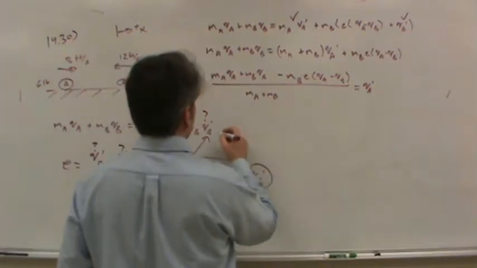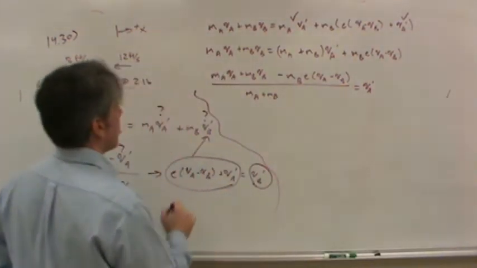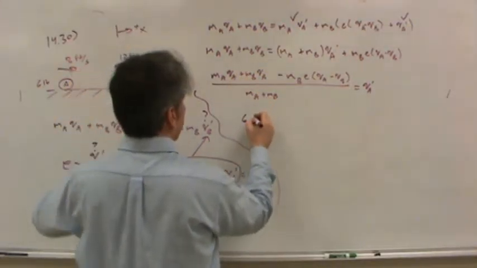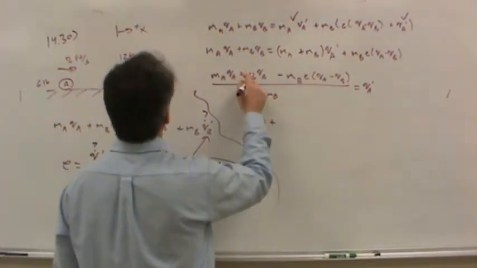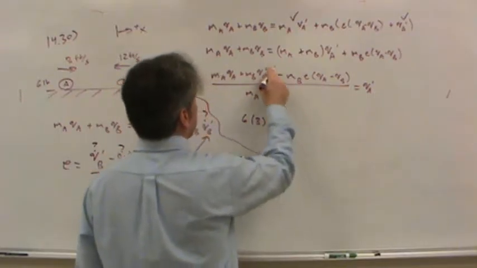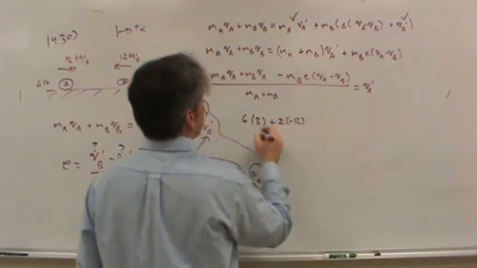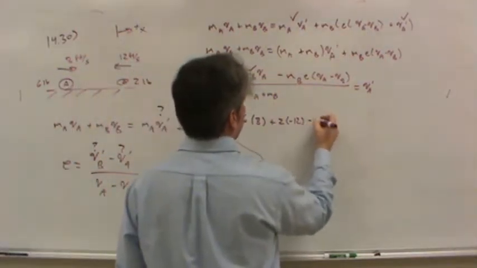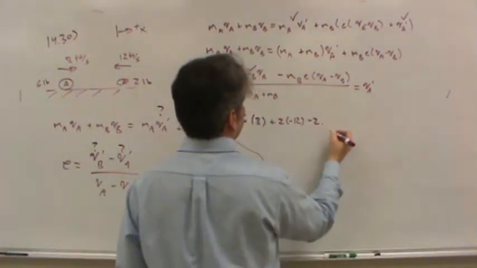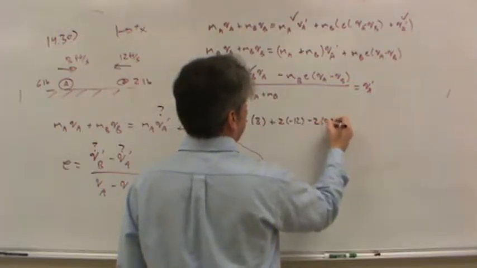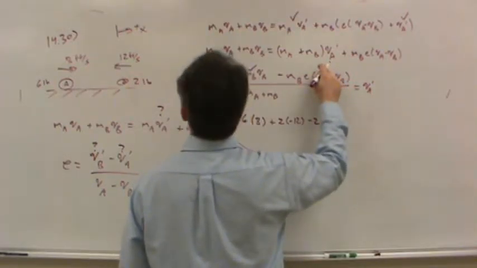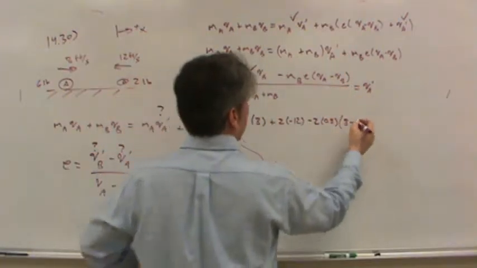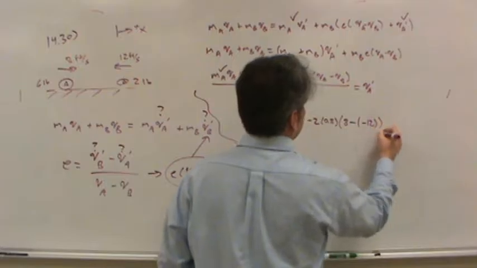So the mass, let's give ourselves some space here. The mass of A is 6 pounds. The velocity of A is 8 feet per second, plus the mass of B is 2 pounds. The velocity of B is negative 12. Okay, so that's these first two terms. Minus the mass of B is 2 pounds. E is 80%. The velocity of A is 8, minus the velocity of B. Be really careful here. The velocity of B is a negative 12.